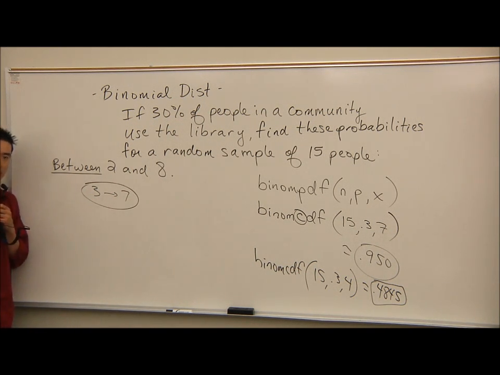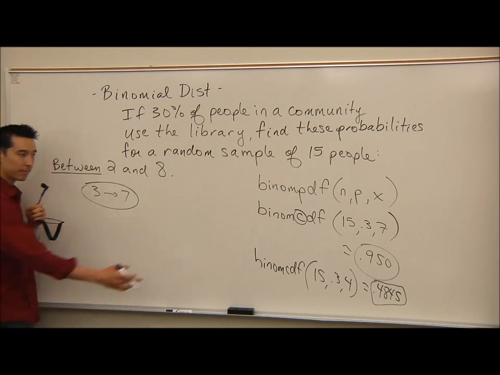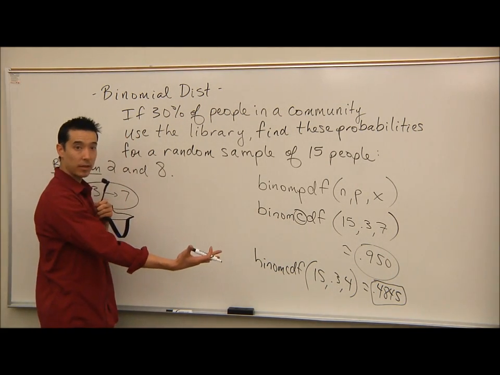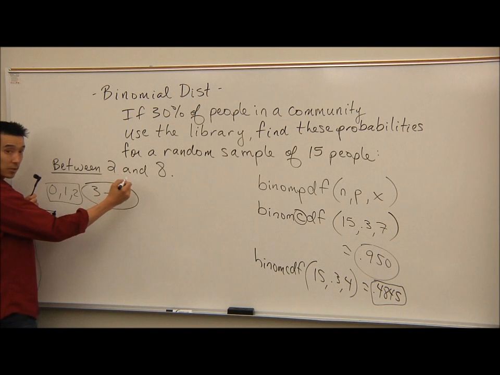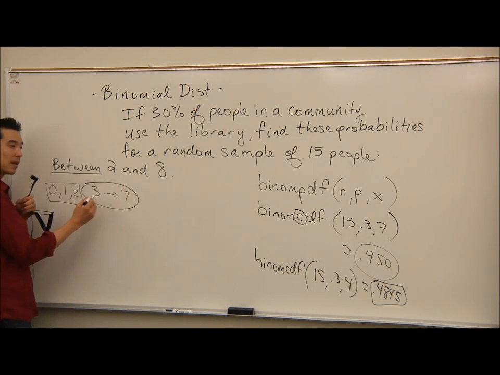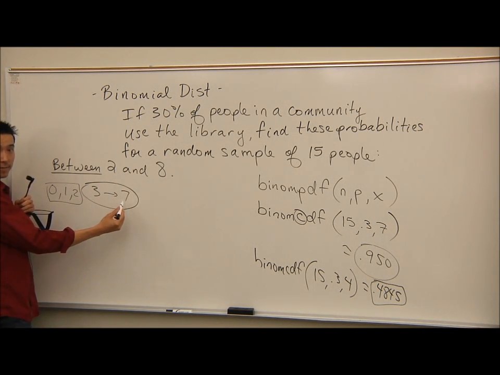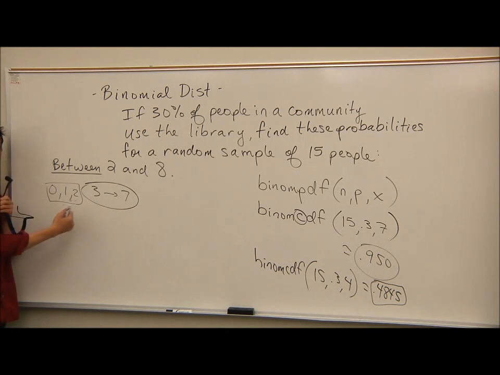Okay? How am I going to get this answer? Use a combination of those two. Well, I could do 0 through 7 really easy, right? What would give me 0 through 7? CDF will give me 0 up to whatever number you put in, right? But I just want 3 through 7, so I'm going to have to subtract off 0, 1, and 2. Does everybody see that? You need to know between means between, so we're just doing 3 to 7. You can get 0 to 7 with CDF, and then you're going to subtract off 0 through 2.